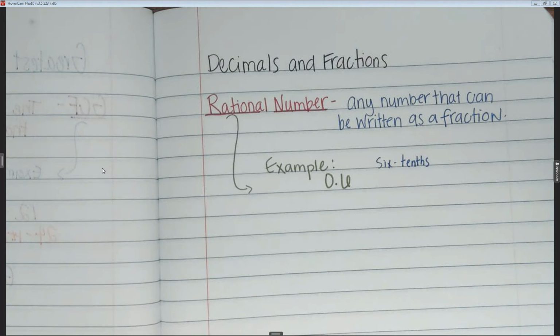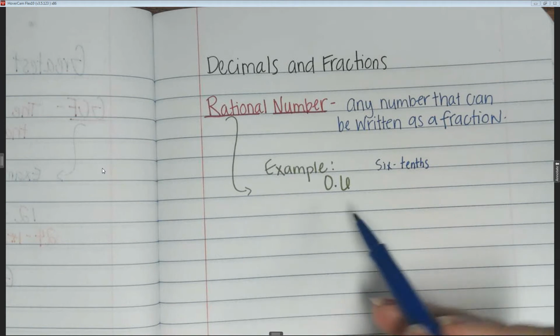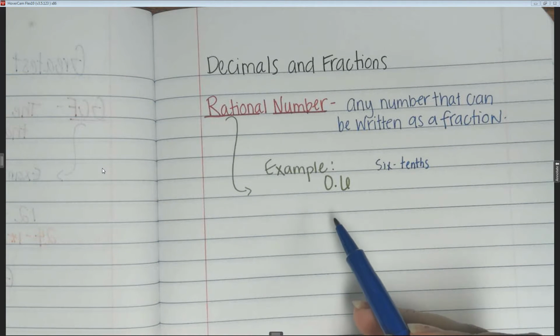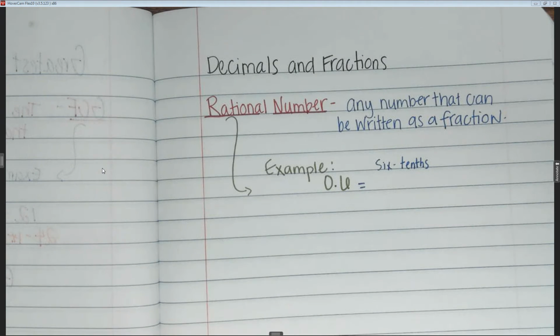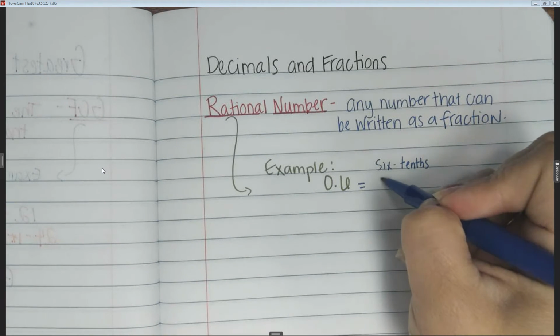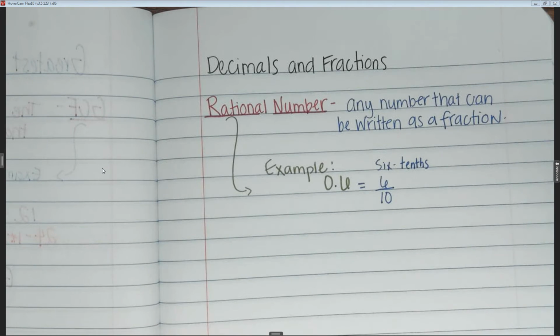Okay. Now, one of the cool things about decimals is whenever you write them as fractions, you write them the way they sound. So if this is 6/10, then I'm going to write that just the way it sounds. So 6/10 as a fraction is 6/10. Okay, so we talked about greatest common factor already.